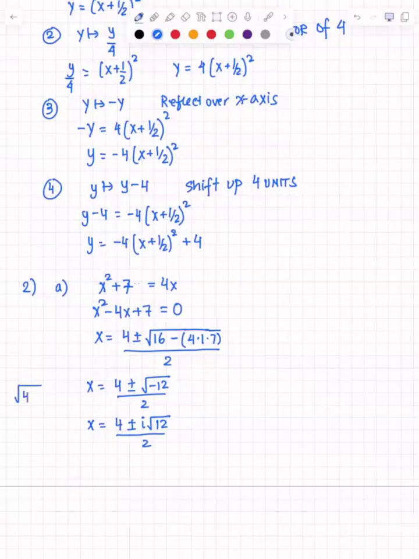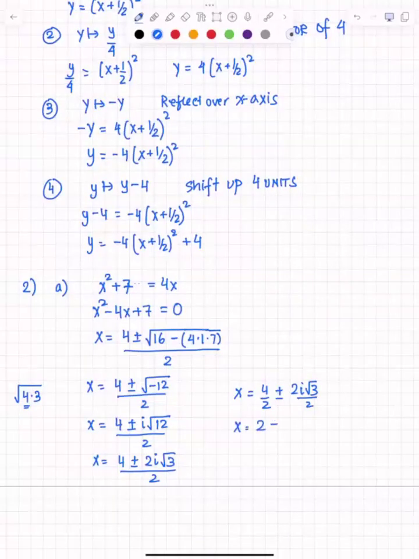12 is 4 times 3. If you have a perfect square inside the square root, you can just pull it out as 2. So x equals 4 plus or minus 2i times the square root of 3, all over 2. We split it up. x is 4 over 2 plus or minus 2i root 3 over 2.